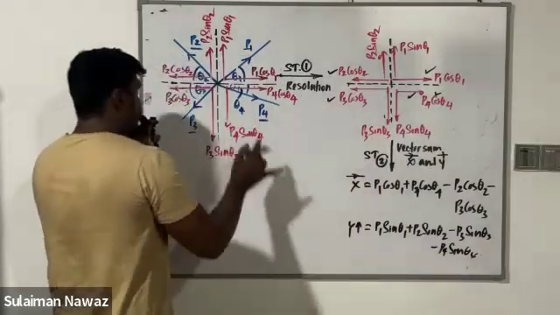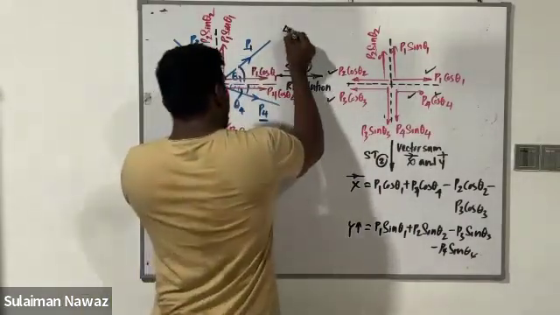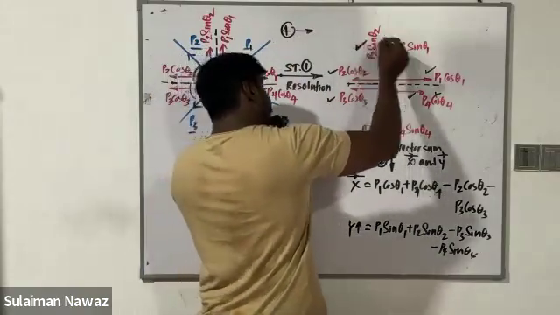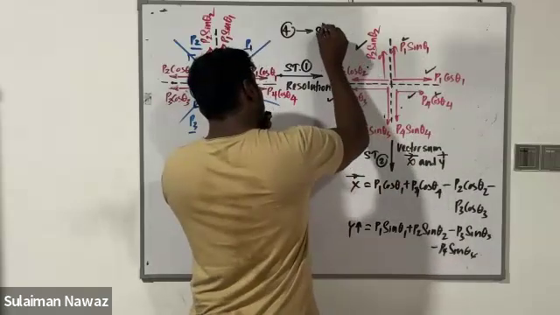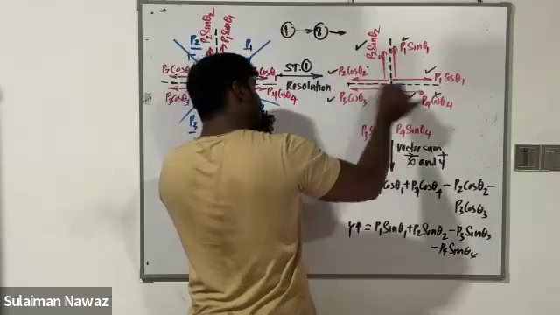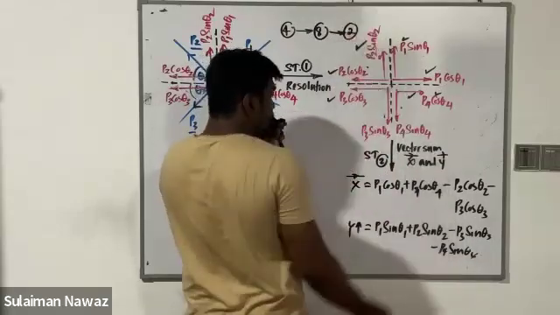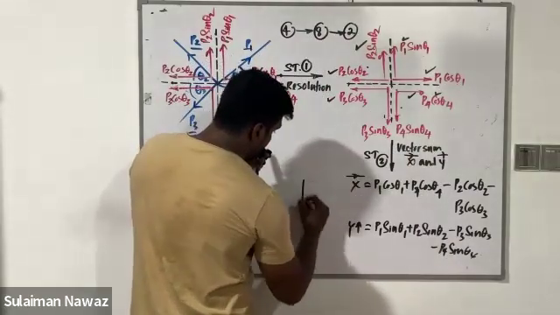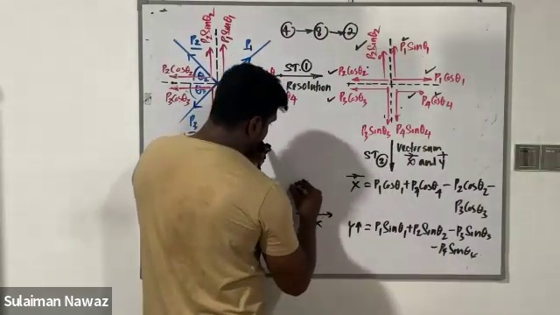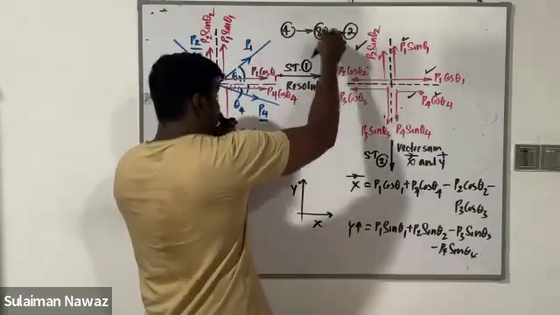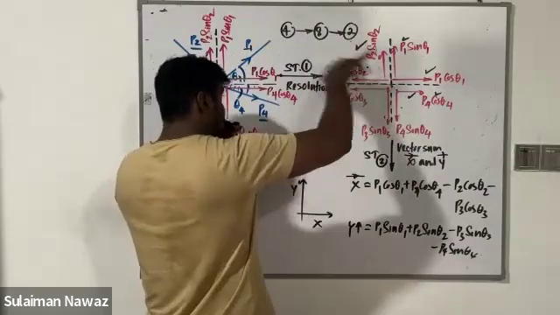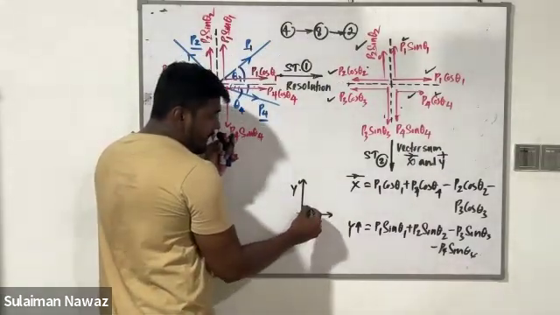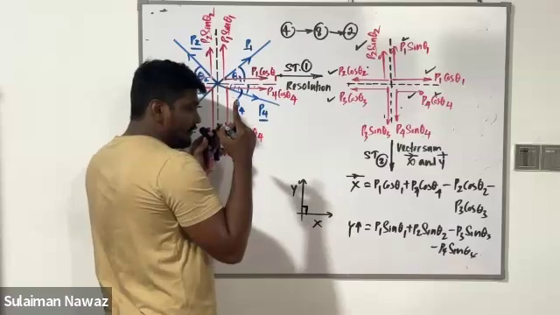So what have you done? In the beginning there were 4 vectors. Using resolution, you converted them to 8 vectors: 1, 2, 3, 4, 5, 6, 7, 8. After finding the resultant in the x and y directions, you converted them again into two vectors. Now this system is equal to 2 vectors, X and Y, and the angle is 90 degrees.